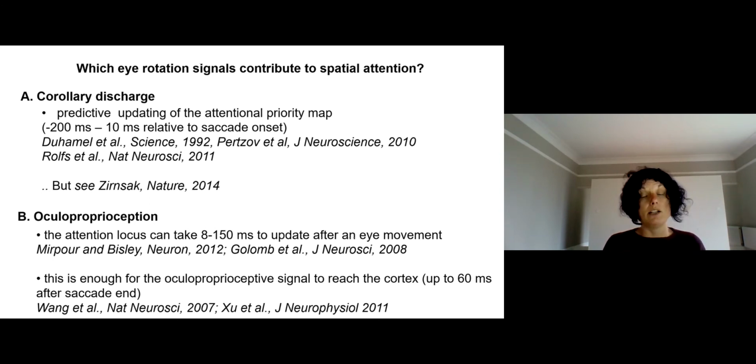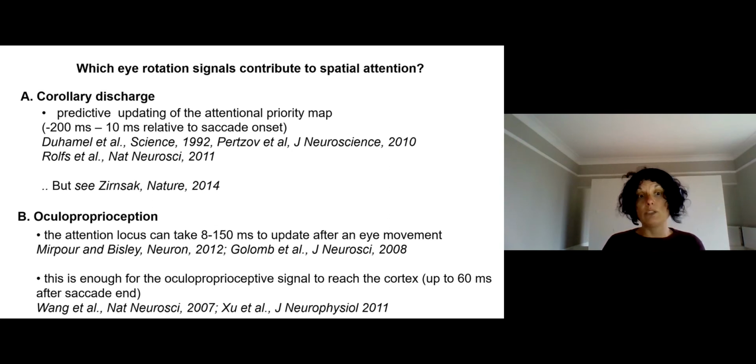However, more recently, it was found that the attention locus lingers in retinotopic coordinates for up to 150-200 milliseconds after an eye movement. And this is, in theory, enough for the ocular proprioceptive signal to reach the cerebral cortex. Now, is this evidence that ocular proprioception plays a role?